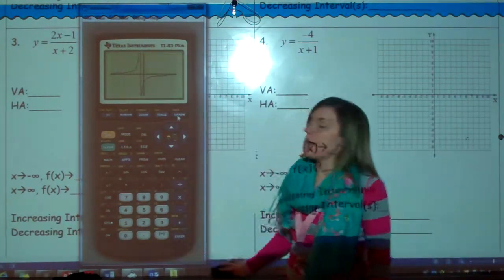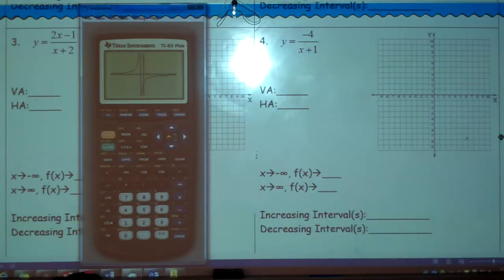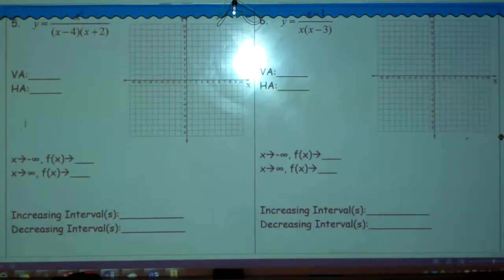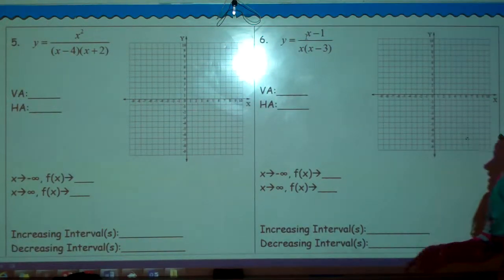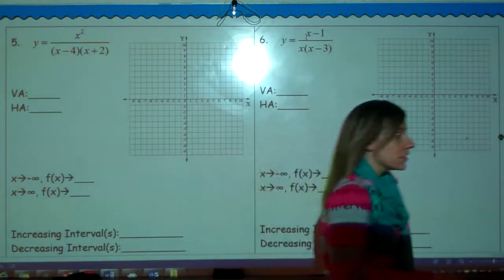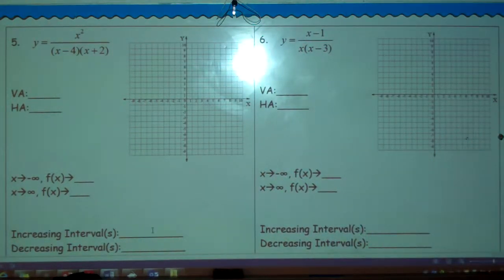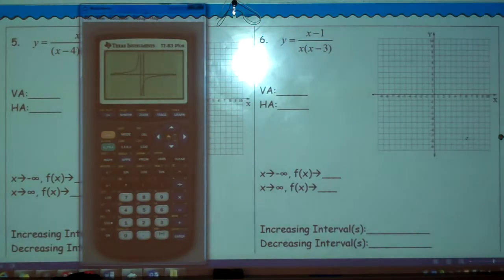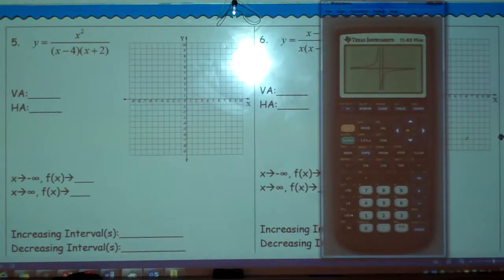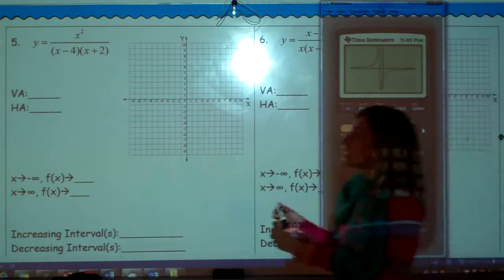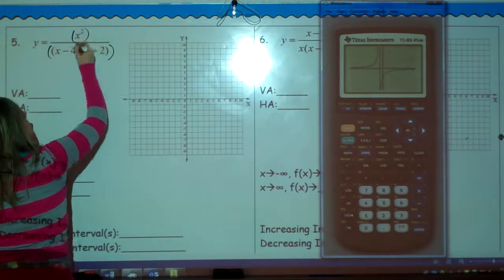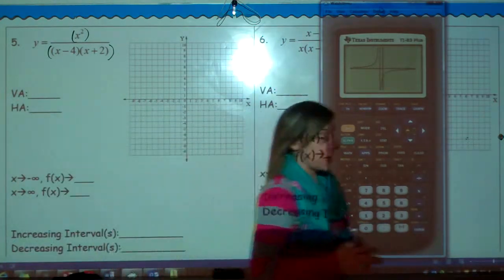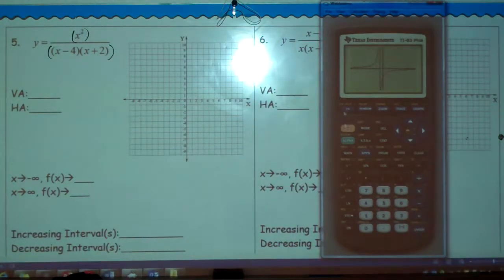So let's look at the back page. Okay, so in order to get this graph, let's look at it. Now, we want to be careful with it because there are already parentheses in the denominator. We have to put an extra set. Okay, so there's going to be a bunch of parentheses in the denominator.